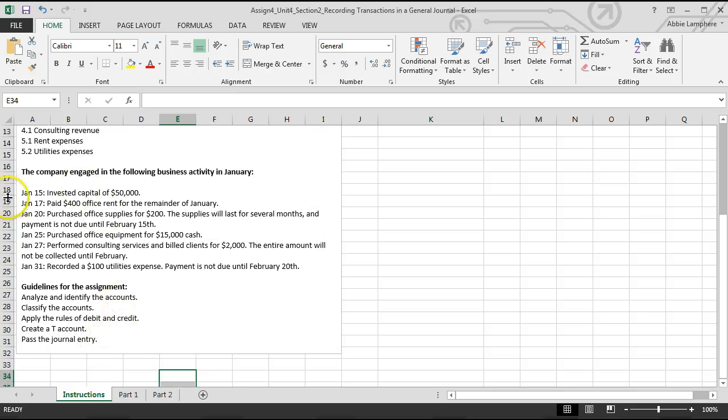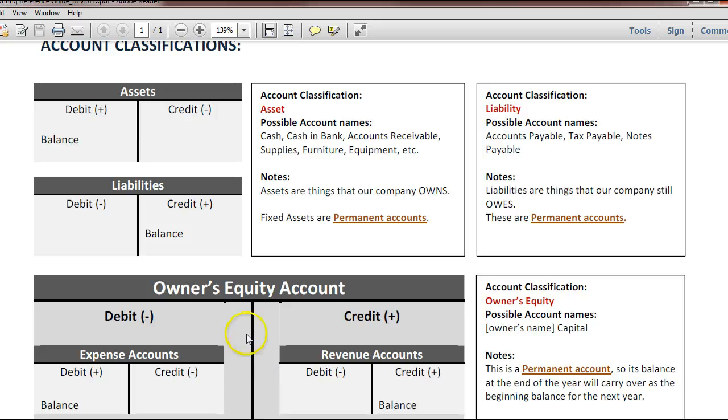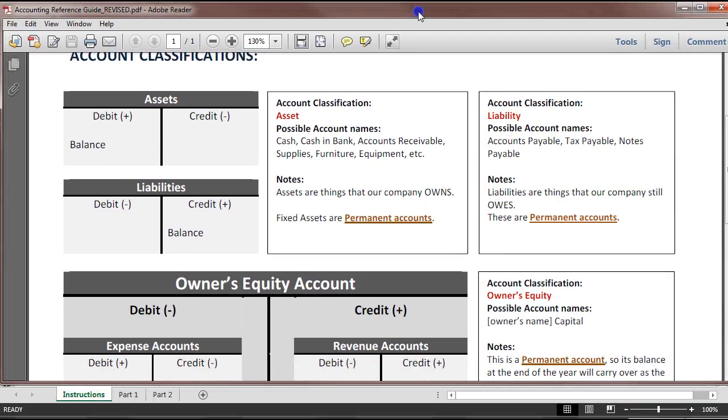Basically what we're doing is in each part you're going to run across different transactions that we need to then journalize and record in our journal. So guidelines for this assignment: make sure you're analyzing and identifying the accounts that are being affected. Classify those accounts as assets, liabilities, owner's equity, revenue, expense, or withdrawal. And that's where this reference guide will really come in handy. So make sure you are referring to this reference guide.